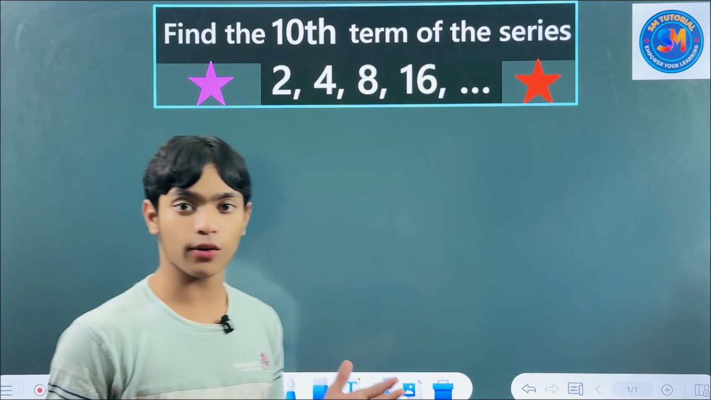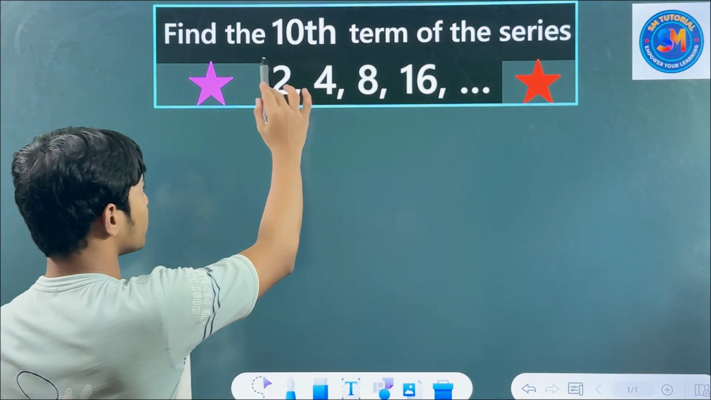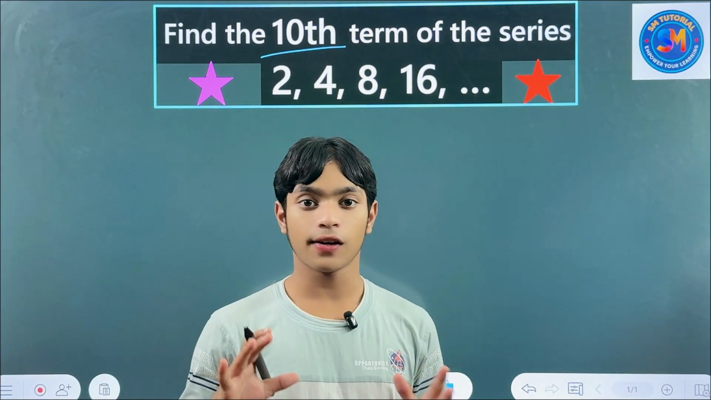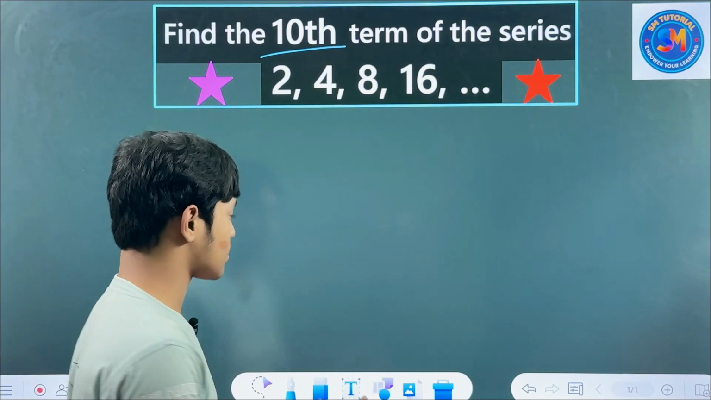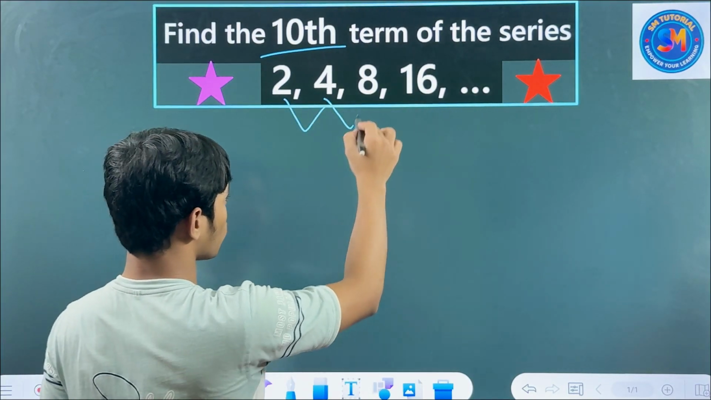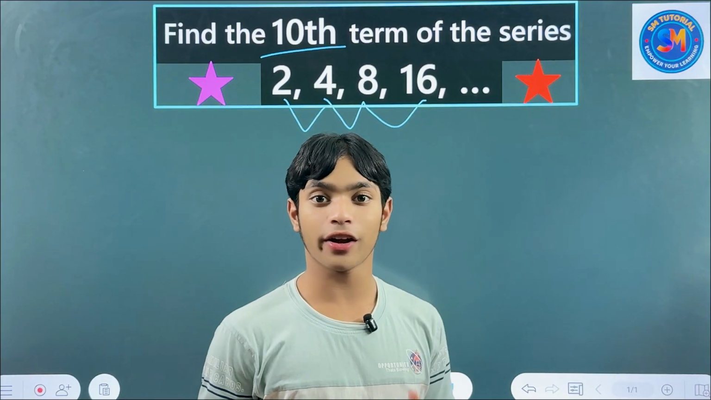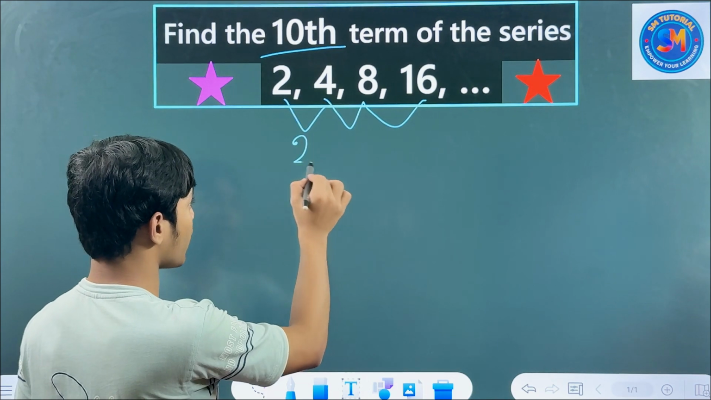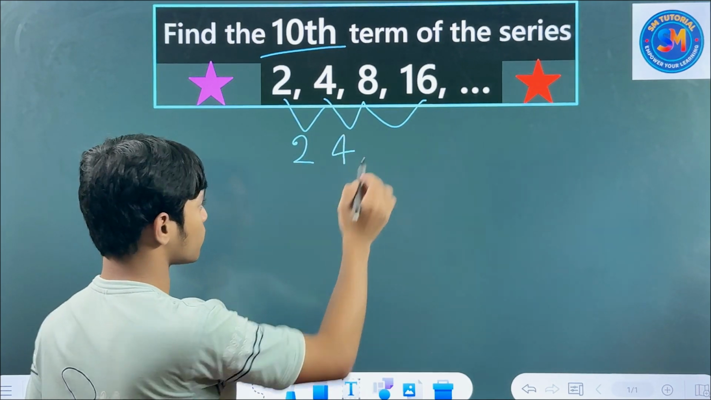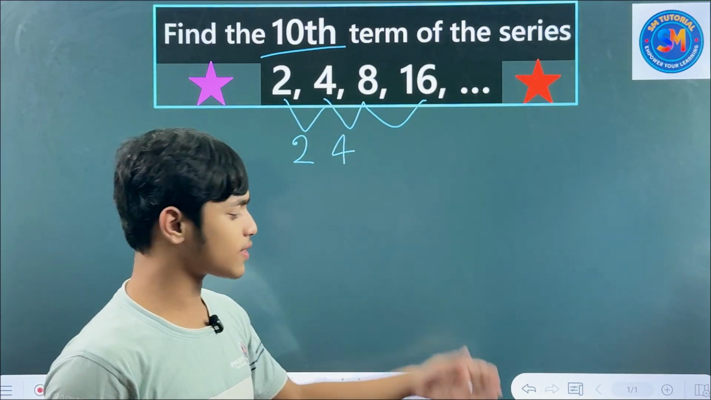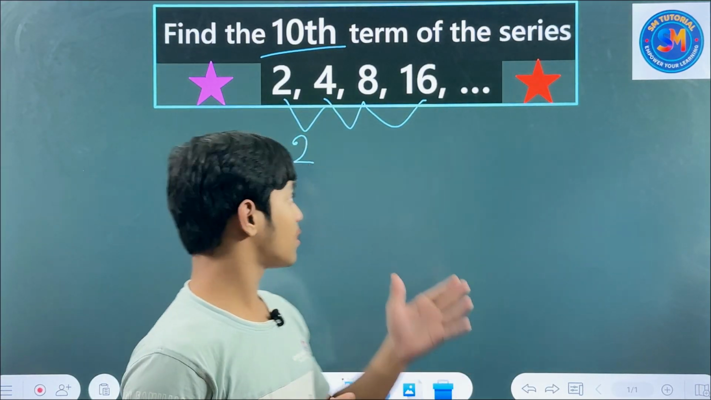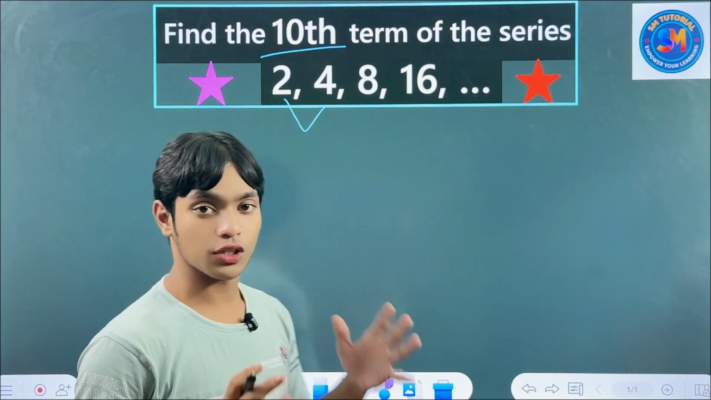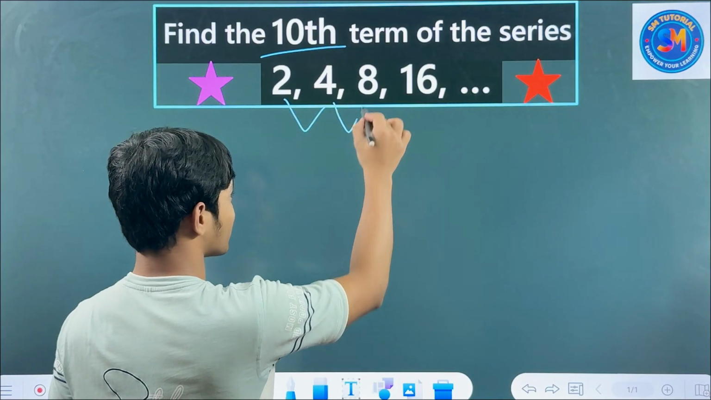First of all, let's read the question. Find the 10th term of the series. This is a geometric series, so let's verify it. Will we find the difference? No, we will find a ratio, because this is a geometric series. If you find the differences, you get 2 and then 4, which doesn't match, so this is not an arithmetic series. Let's verify whether it is geometric.